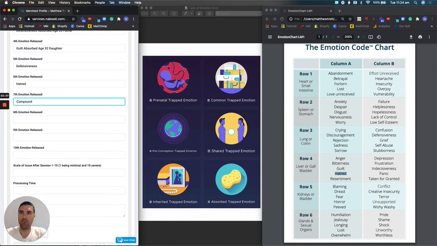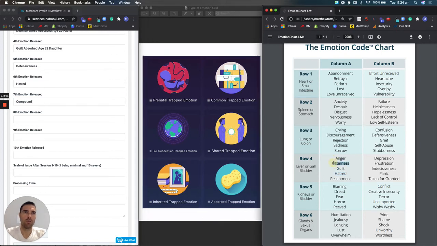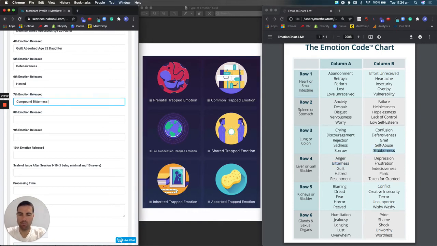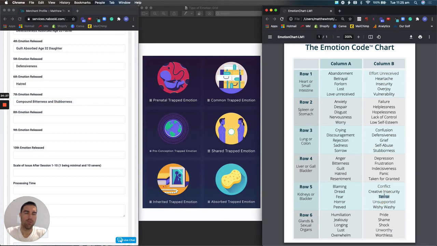So what I'm going to do now is identify the two emotions that have happened that are making up this compound. So it's the first emotion in column A. So the first emotion that's come up is bitterness. And the second emotion is in column A, column B, and the next emotion has come up as stubbornness. Is there any more emotions that make up this compound? So there's a third one. This is the third emotion in column A, in column B. So the third emotion is terror.